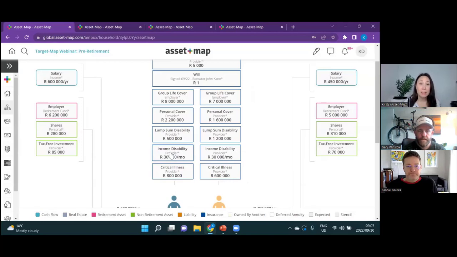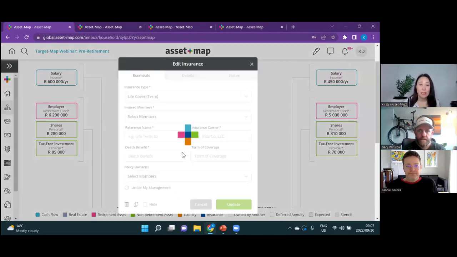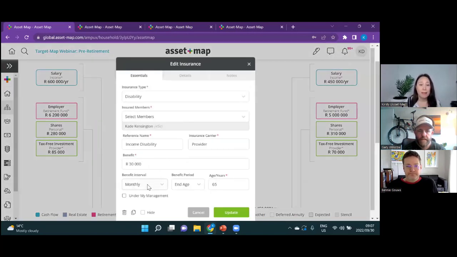Similarly, for income disability or income protection, you want to capture that as monthly and put in when the benefit will end. So that would be 60, 65, 70. It really depends on that specific product, but it's key that you fill that in here so that it pulls through into target maps.